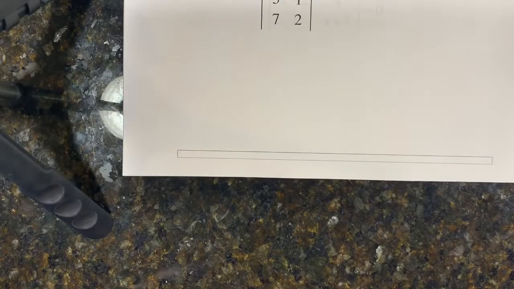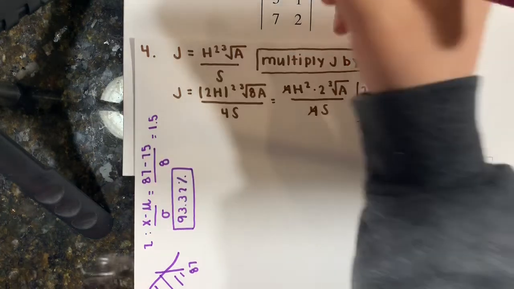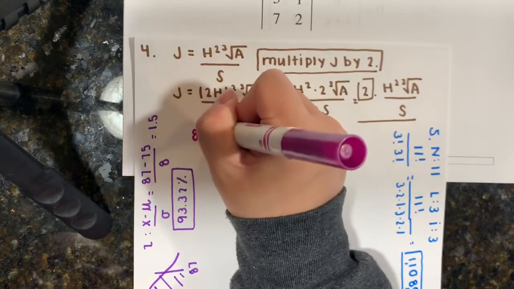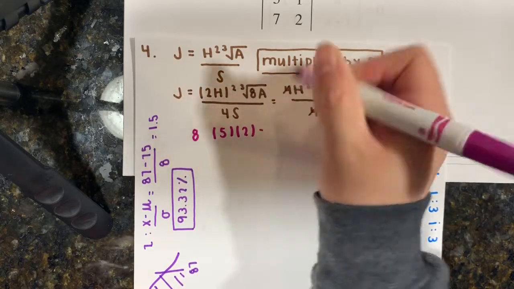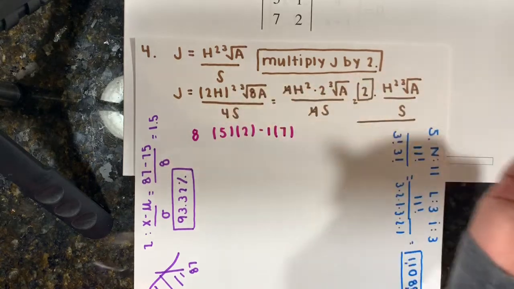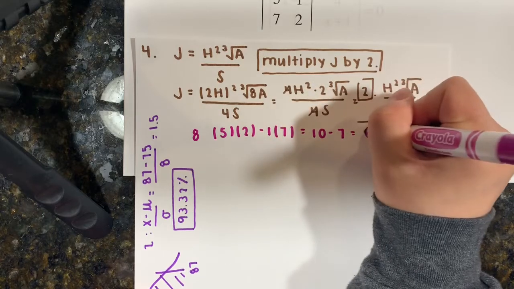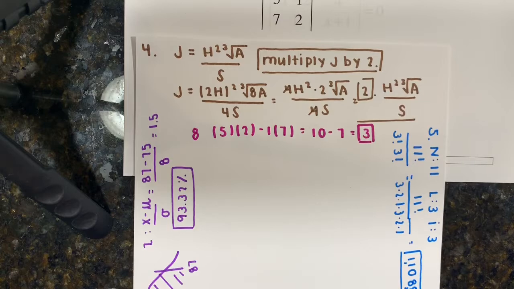Now looking at number 8, when you are asked to evaluate a matrix, you're going to start in the top left and multiply by bottom right. So this would be 5 times 2. Then you subtract top right times bottom left, which would be 1 times 7. So really we just have 10 minus 7 equals 3. That's all you have to do for evaluating a matrix.